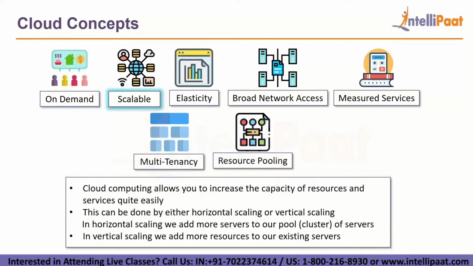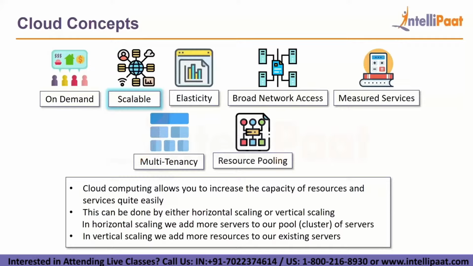Scalability is also an important aspect. Cloud computing allows us to increase the capacity of resources and services quite easily. This can be done by either horizontally scaling the servers or vertically scaling the servers. Horizontal scaling and vertical scaling are two different ways you can scale a system. Scaling basically means that if you have higher workloads, you want to create systems that can handle that workload, or you want to increase the power of the systems that you are using.